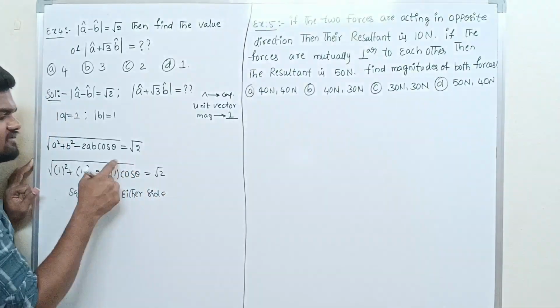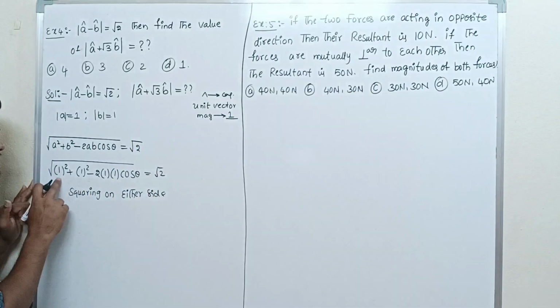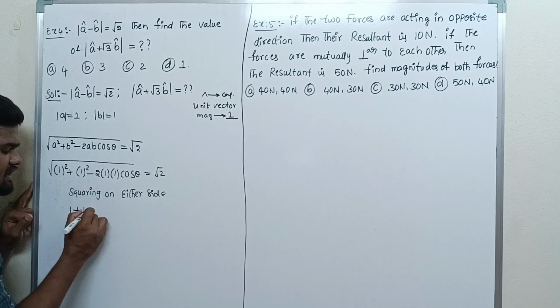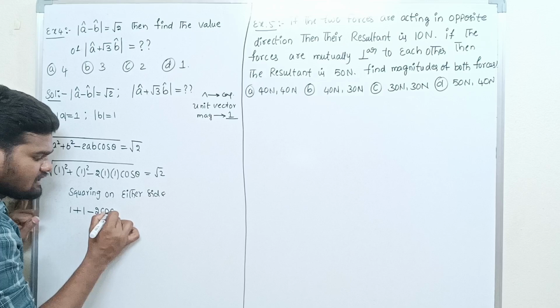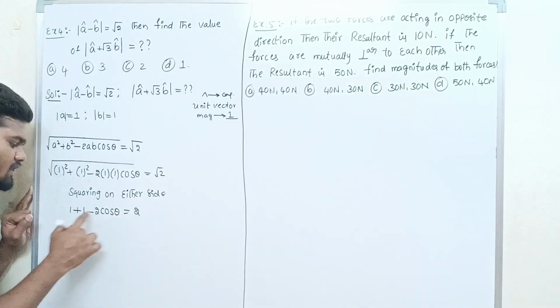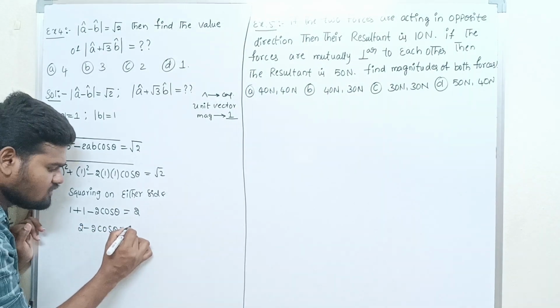Then what happened? If we do the squaring on either side, then the square root gets cancelled out, and finally we will get 1 squared, which is nothing but 1, plus 1 squared, which is 1, minus 2 cos theta is equal to 2. So 1 plus 1 is 2, minus 2 cos theta is equal to 2.